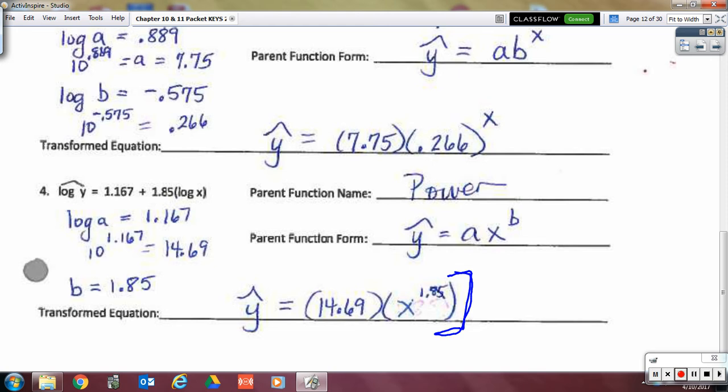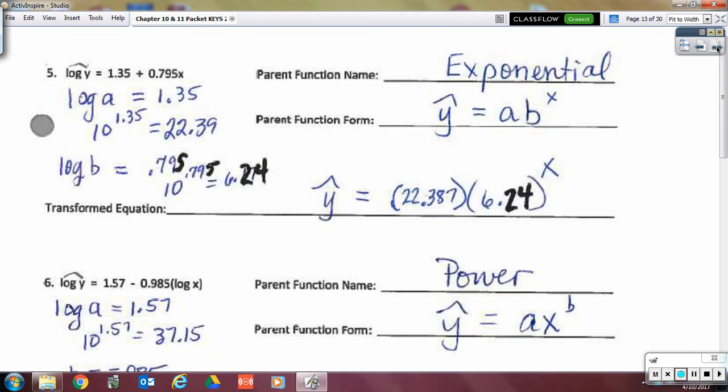I'm getting questions. Does it matter how I write that, the parentheses and such? And the answer is no. I wrote it both ways, the exponent in the parentheses or the exponent out, and the bottom line is that if you do order of operations correctly, it is the same either way, so it technically doesn't matter. I don't know why I wrote it different ways. Have no idea. Okay, moving on.